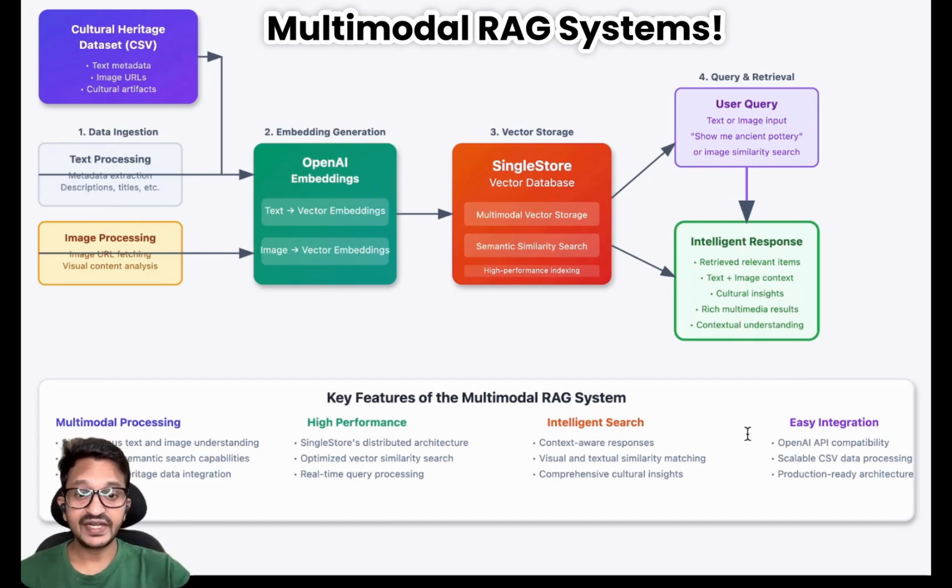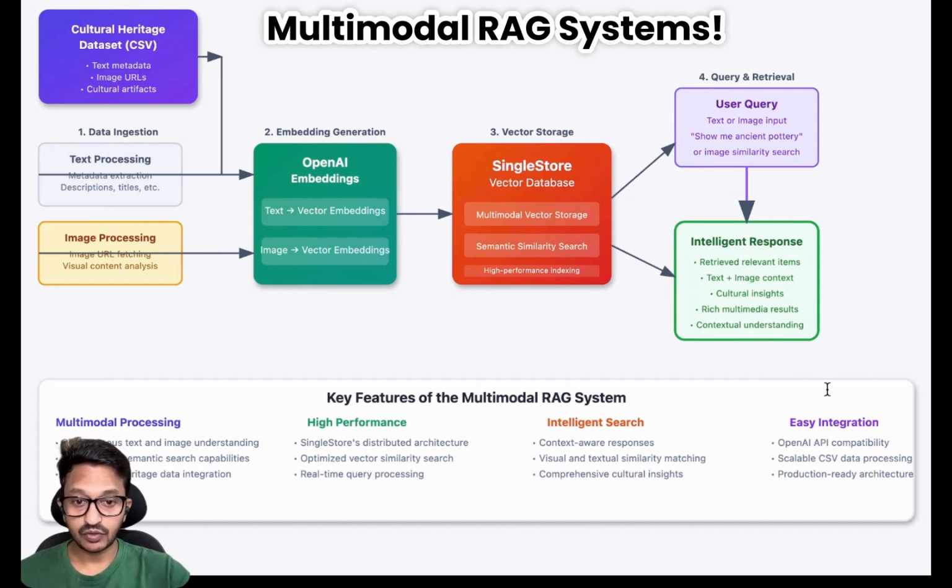Both streams feed into OpenAI's embedding generation system, where text descriptions are converted into vectors using text embedding models, and images are similarly transformed into vectors within the same semantic space using vision capable models. These multimodal embeddings are then stored in a vector store like SingleStore, which provides high performance indexing and similarity search capabilities across both text and image vectors simultaneously. So that's how the process starts.